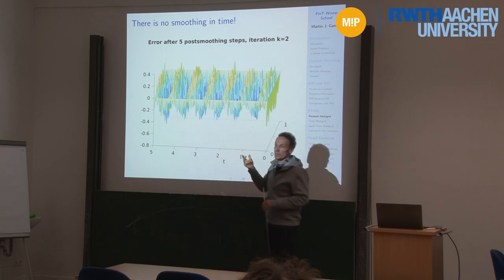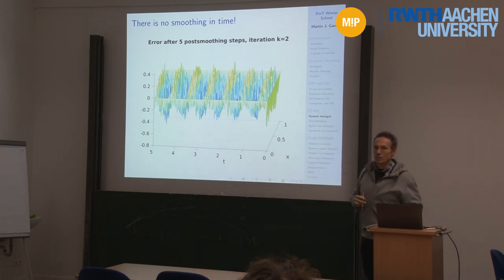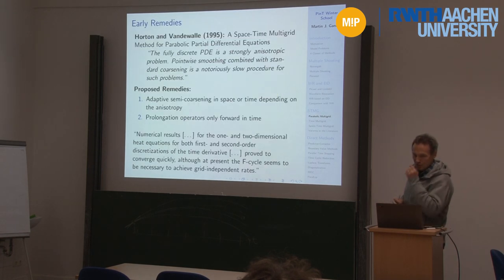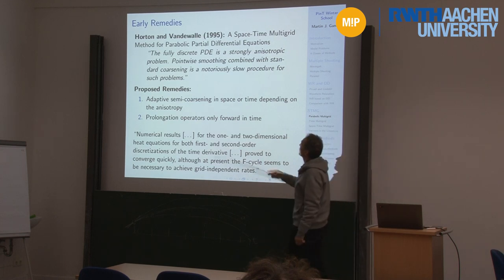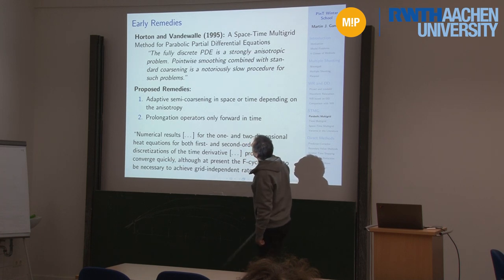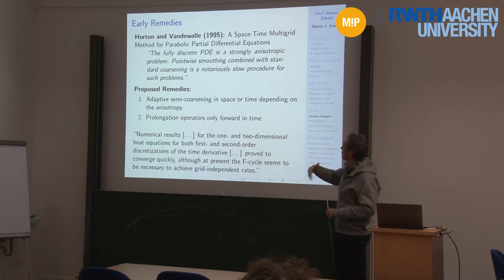This smoother that Hackbusch uses has a fundamental problem. It's the ingredient that does not work in this algorithm. So people tried to fix this. Horton and van der Waal in 1995 realized that the fundamental problem is that the time direction is different. Say the fully discrete PDE is a strongly anisotropic problem. Pointwise smoothing combined with standard coarsening is a notoriously slow process for such problems. So they tried to do semi-coarsening in space, or time, depending on the anisotropy. They have different prolongation operators. They have very specific components.